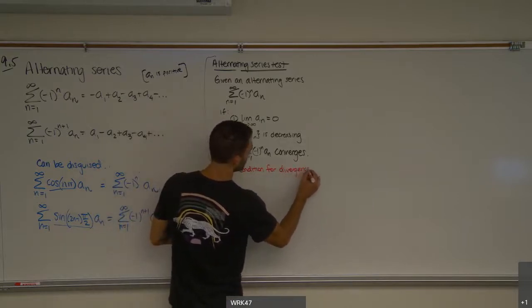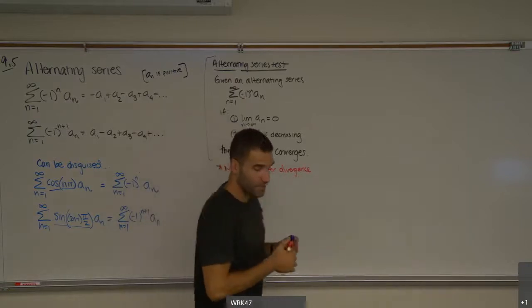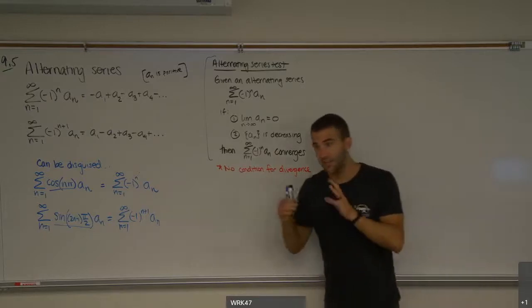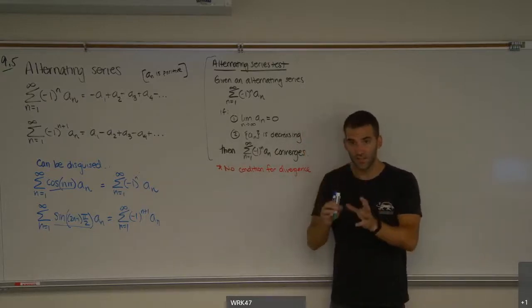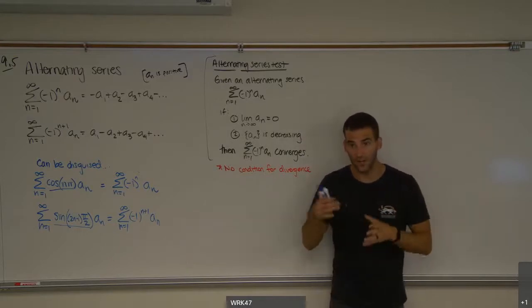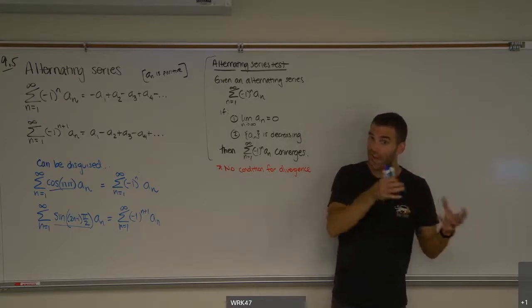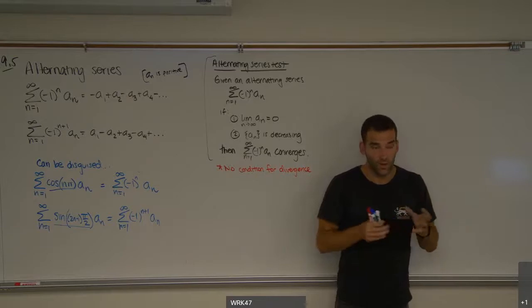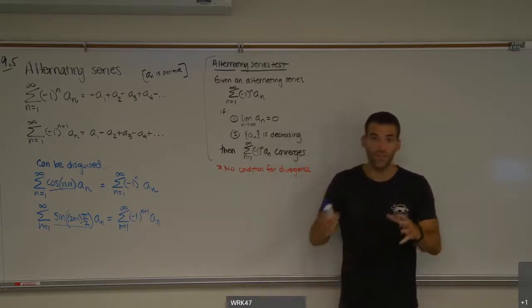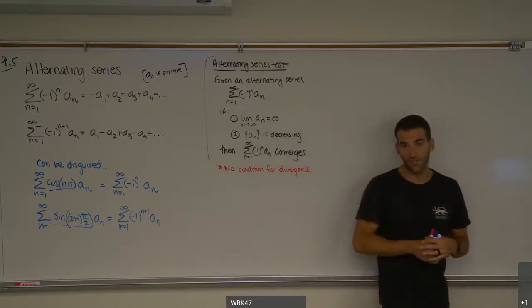You notice all of our other tests, if it's a series test, you have both conditions, convergence and divergence. Integral test, right? If the integral converges, the series does. If the integral diverges, the series does. Comparison, right? You're comparing it to something that converges or diverges. And so all of our tests so far have been both conditions, right? We have a condition for convergence and a condition for divergence.